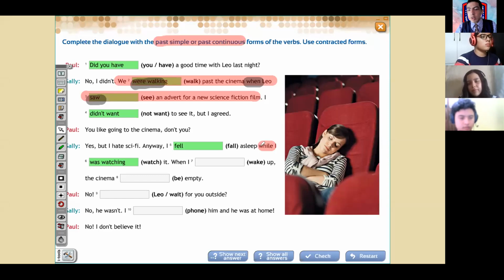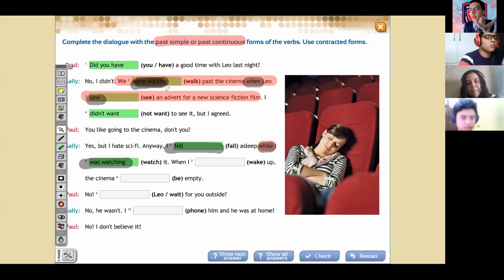Remember, in this case we have while, and the next part is past continuous. When, and after when we use past simple. While, and after while we use past continuous. So this part, of course, would be past simple, okay? And this part would be past continuous. Remember to keep in mind, it's like a math equation.